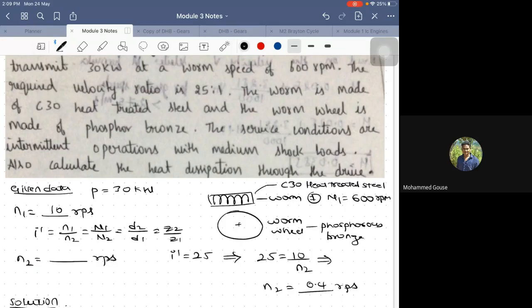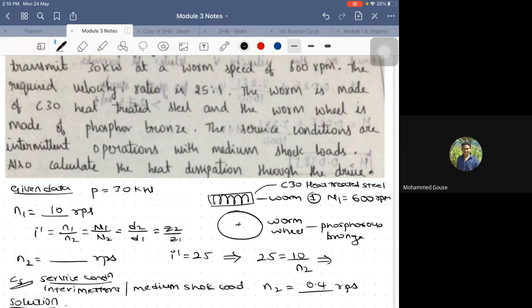Very good. The service conditions are intermittent operation. He has specified to take the value of CS, that is, service conditions. Intermittent operation in the sense it is not continuous. Whenever we require, we operate this particular gear. And the medium shock load. The loading pattern is also given. It is not heavy, not light, but medium.